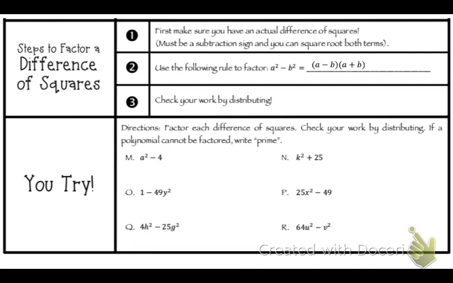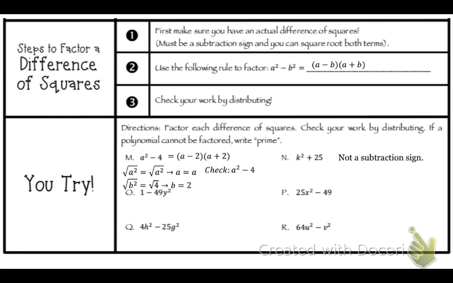Okay. Now, steps for factoring difference of squares. First, you have to make sure that they're actually difference of squares. There must be a subtraction sign in between, and you have to be able to square root both terms. And then we use the rule to factor them. So a squared minus b squared is a minus b, a plus b. And then the last step is always check your work. So let's look at m. A squared equals a squared. B squared equals 4. Square root both sides, so you get a equals a, b equals 2. So that's going to be a minus 2, a plus 2. Okay, we can double check, and you do get a squared minus 4.